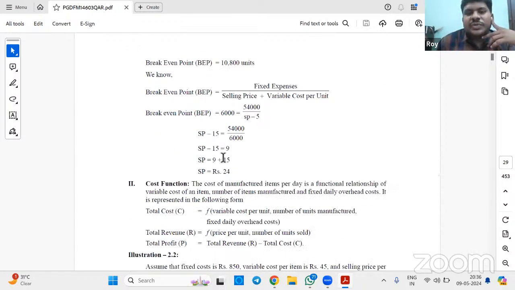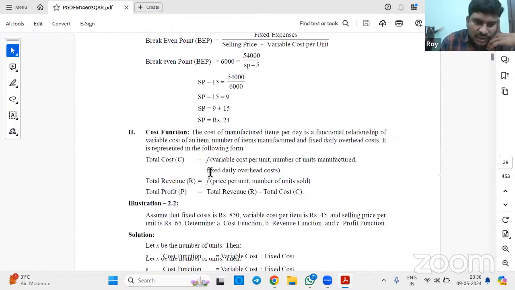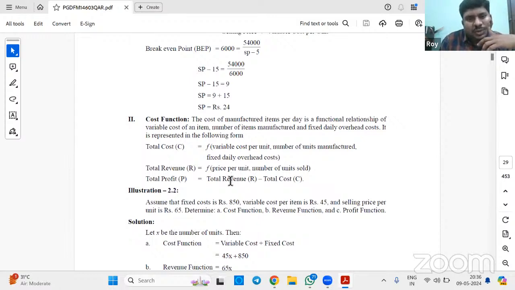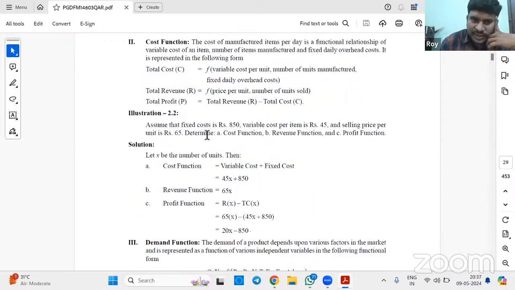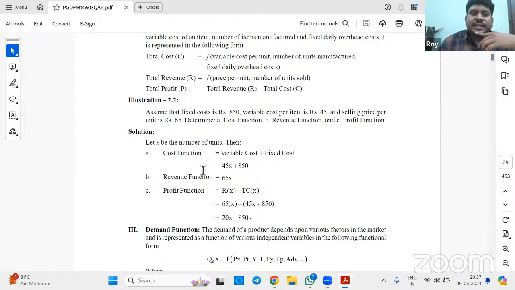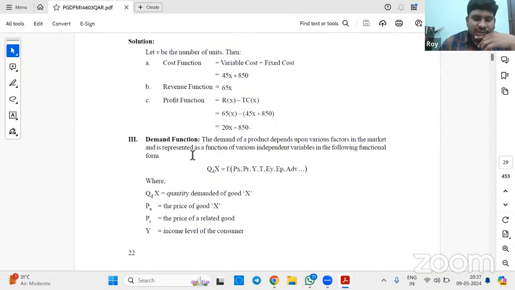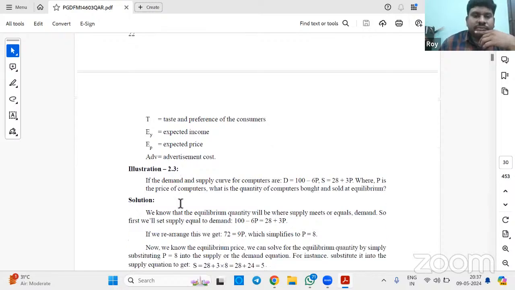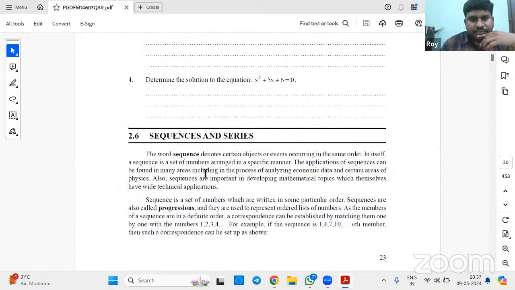These are all the equations which I used. And the cost function is another one. What is it? It is equal to variable cost per unit times number of units manufactured, plus fixed daily or overhead cost. Profit is number of units sold, and total revenue minus total cost. Simple profit, right? If you see the illustration, you'll understand this. Very easy. Then the demand function, to understand the demand. Now, there is an equation for that. Right.